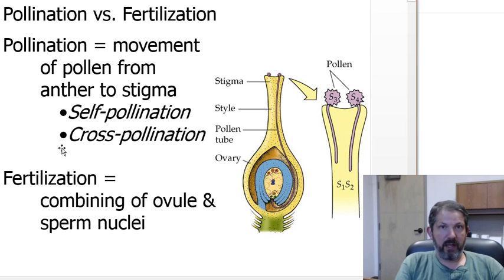fertilization. Now, some plants self-pollinate, where their own pollen can land on their own stigma, and they produce seeds. They produce baby embryos that way. That's fine. Others do cross-pollination. They don't accept their own pollen. So, again, variation.